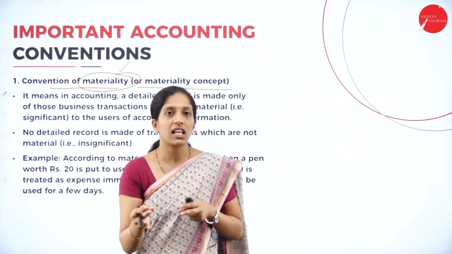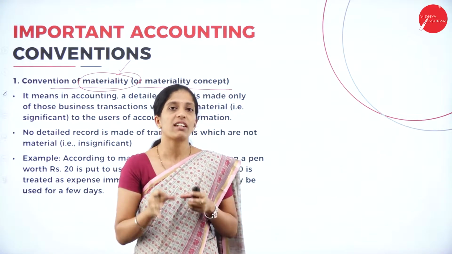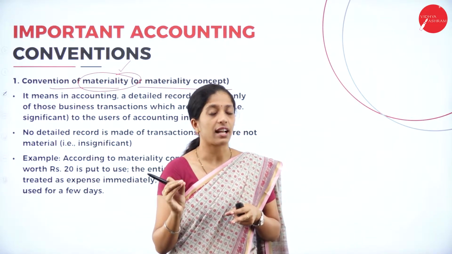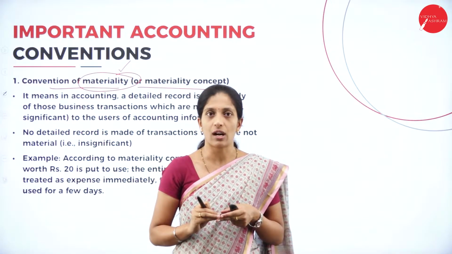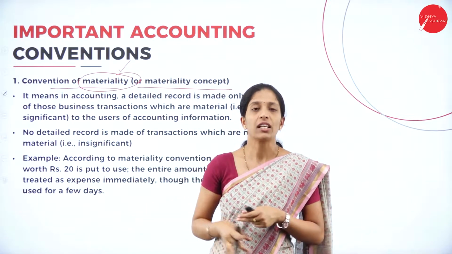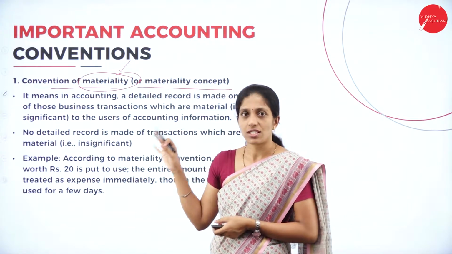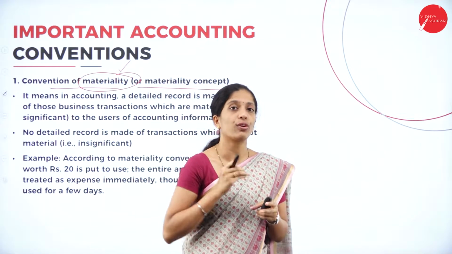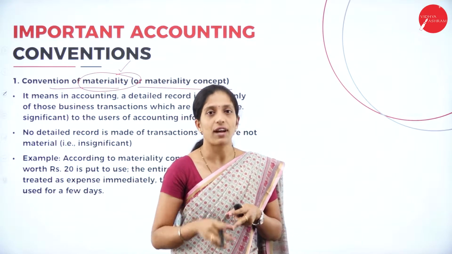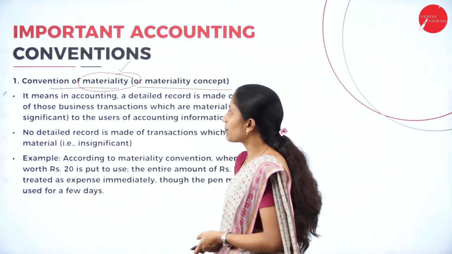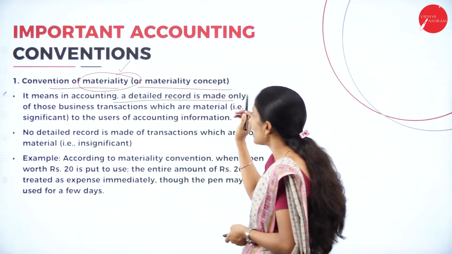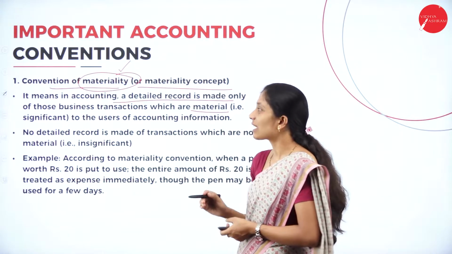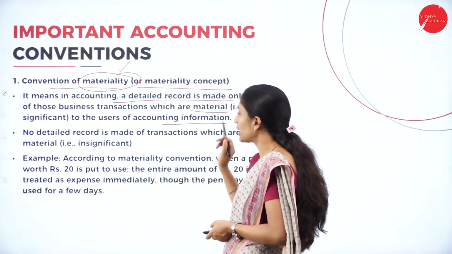What do you mean by material in nature? In the sense, only the important or significant transactions have to be recorded in the books of account. Immaterial transactions have to be ignored. This convention tells that only the material transactions or material points have to be included in the books of account, and the immaterial facts have to be ignored. In accounting, a detailed record is made only of those transactions which are material, that is, significant to the users of accounting information.